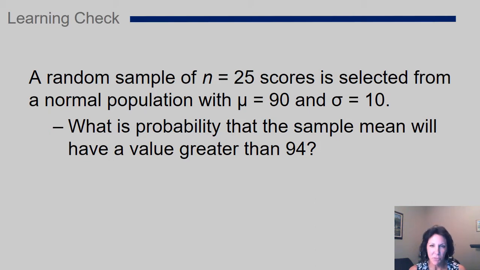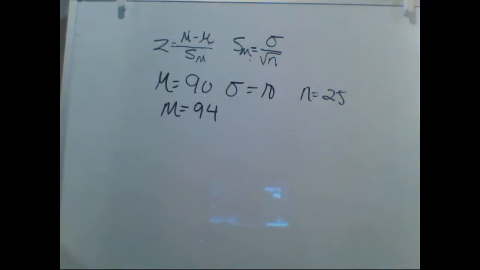We have a random sample of 25 scores, and that's selected from a normal population with a mean of 90 and a standard deviation of 10. What is the probability that the sample mean will have a value greater than 94? So let's work this out. The first step in solving this problem is going to be to find the z-score for a mean of 94. We need to do that first before we can figure out the probability of finding a mean greater than 94. We need to find the z-score boundary, in other words.